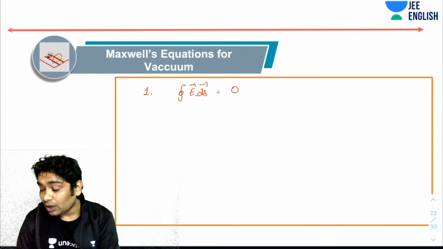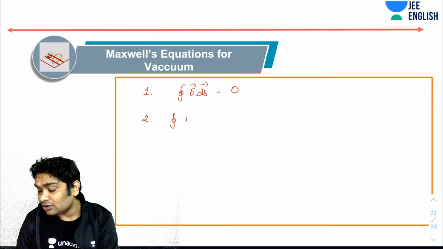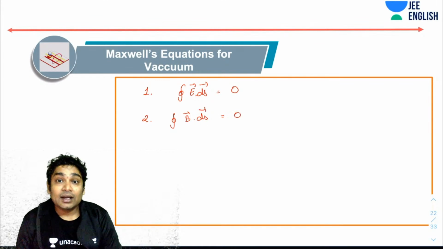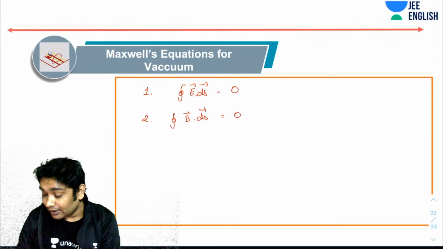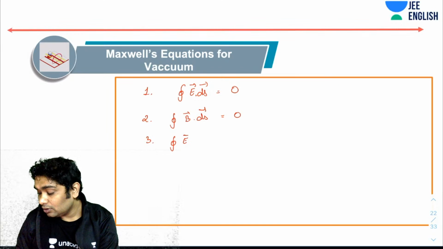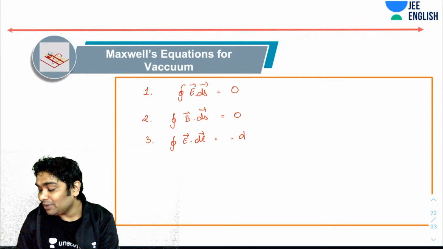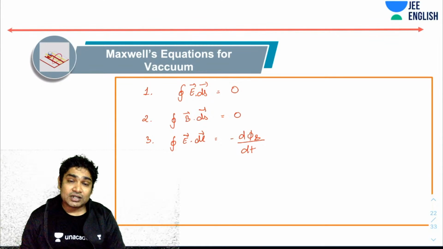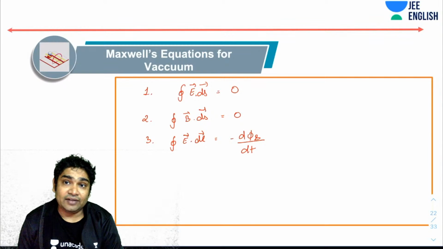Okay. Now, how about the second equation? The second equation, you realize, in any case does not change. This is still the same. Okay. How about the third equation? The third equation, again, remains unchanged. Integral E dot dl would be equal to minus d phi B by dt. Okay, because even in vacuum you could have a time varying magnetic field.